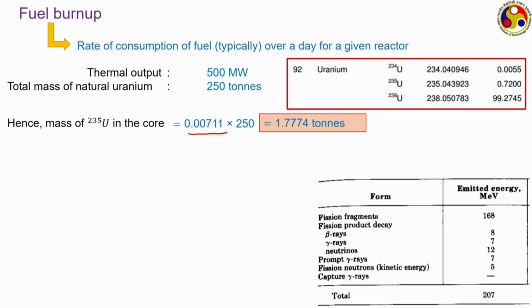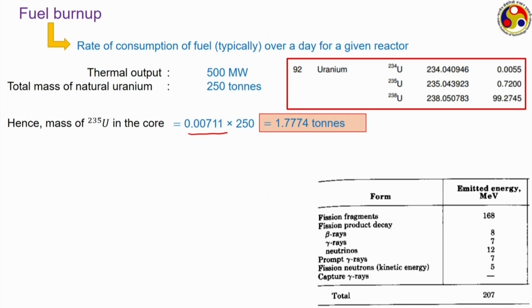Now, we know that the total amount of energy released during the fission reaction of uranium 235 can have several components. This is a chart that was shown in the earlier modules, and roughly it can be said that we get 207 MeV of energy because of the fission of a single uranium 235 isotope.